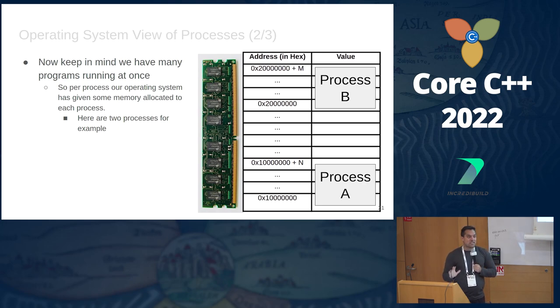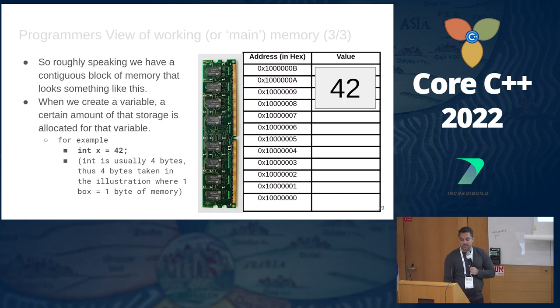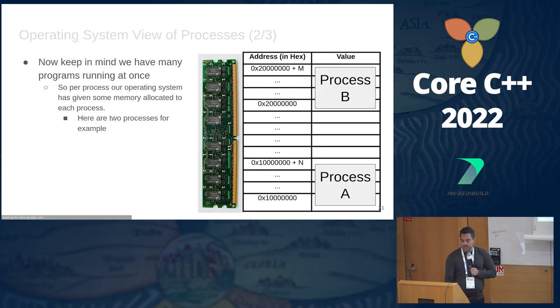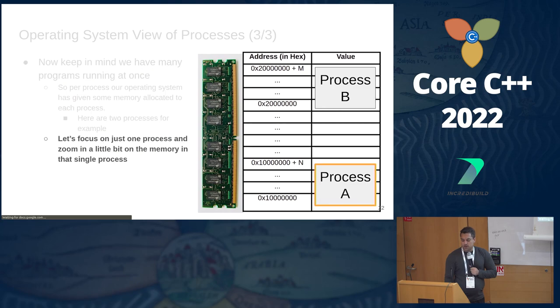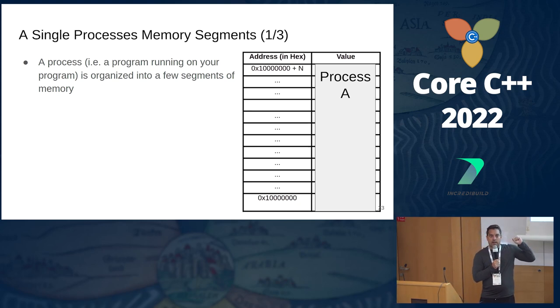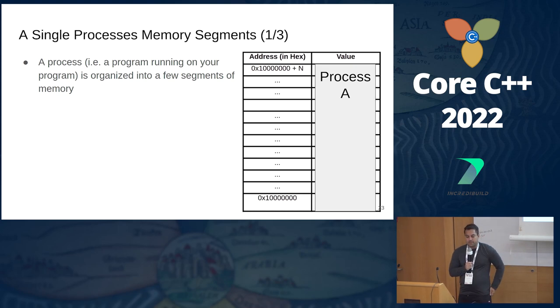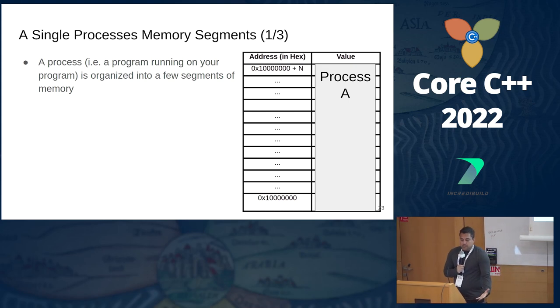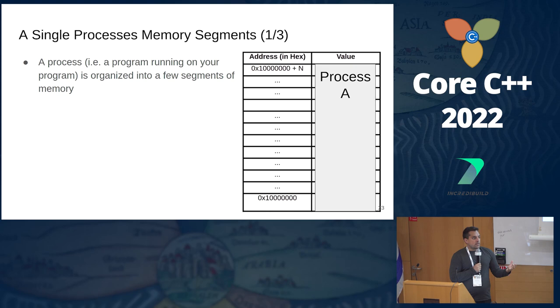But they all have their memory space where you can store things, like these integers, 42 and so on. Now let's zoom into one process, because that's really all that matters for this talk, since we're usually thinking about one program, at least for today. That's just one process that's running. So again, we have a whole bunch of bytes, and we can think about it this way. Now this process itself is organized into a few segments of memory.